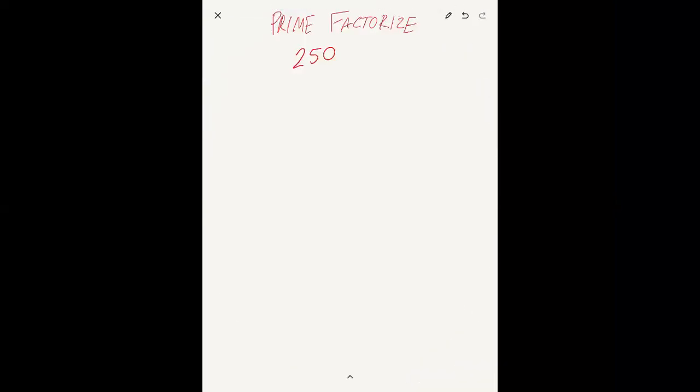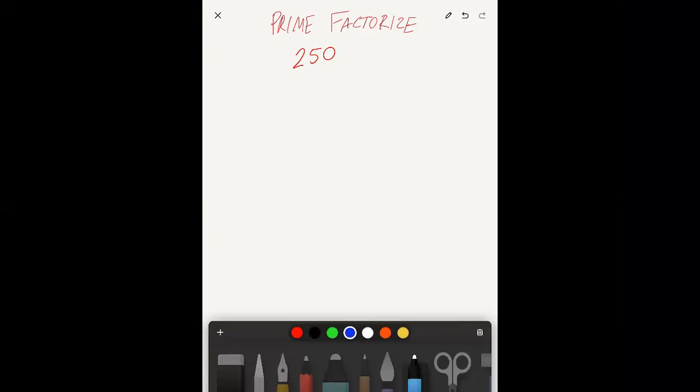So let me get my iPad oriented. All right, so I got 250 here. I always start with the smallest prime number, and that's 2. So this is going to be 2. I know it's divisible because the last digit is even, so this is going to be 2, and it's going to be 125. Now, that is not divisible by 2 because it ends in 5.